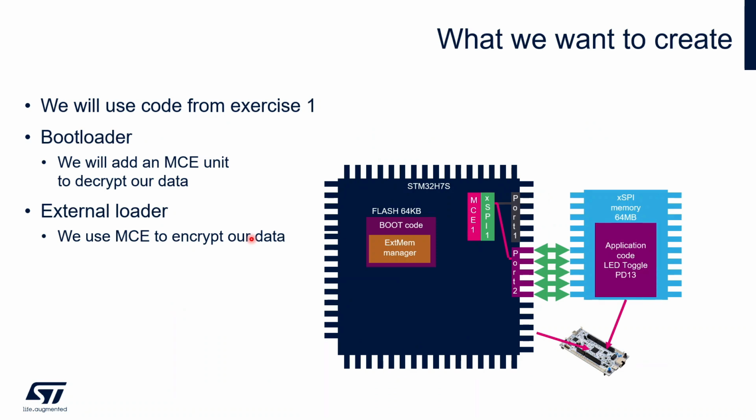So what we will create, we need to modify our bootloader to start using the MCE unit. And also we need to configure the external loader to not only use the MCE for the decryption, but also to use it for the encryption. And our code will be like before, the standard toggling from exercise 1. So we will not touch the application part. In this part we only will work with the bootloader and with the external loader.